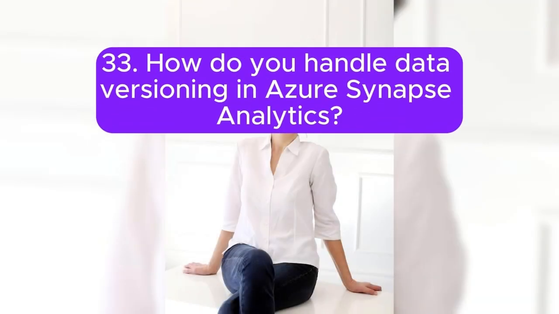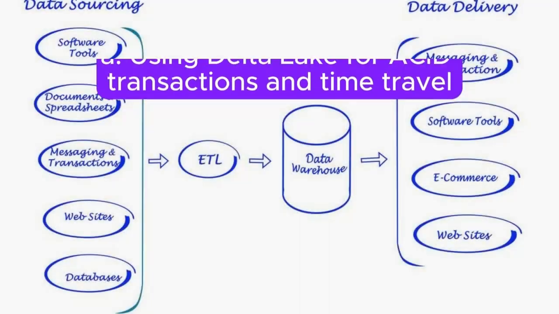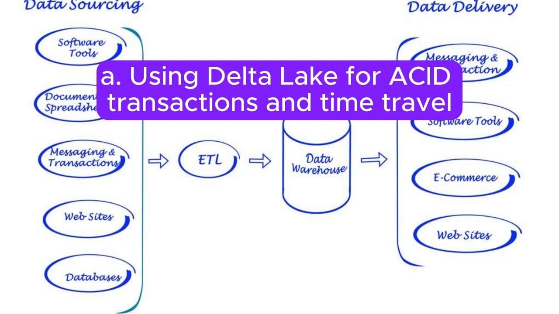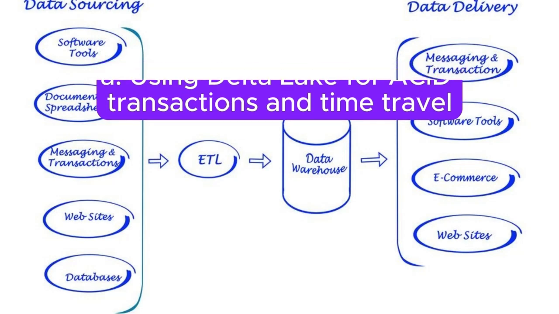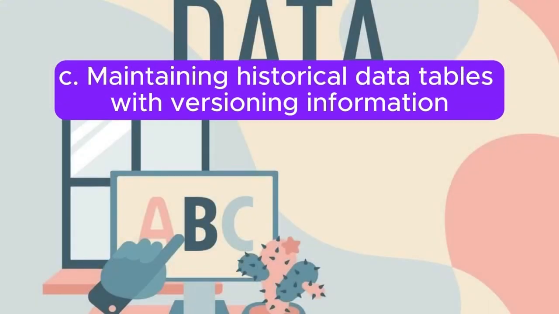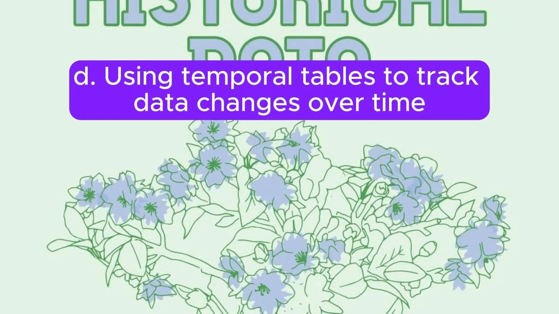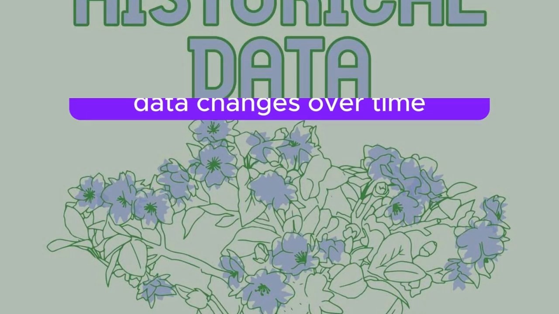33. How do you handle data versioning in Azure Synapse Analytics? Answer: handle data versioning by A. Using Delta Lake for ACID transactions and time travel. B. Implementing change data capture (CDC) mechanisms. C. Maintaining historical data tables with versioning information. D. Using temporal tables to track data changes over time.